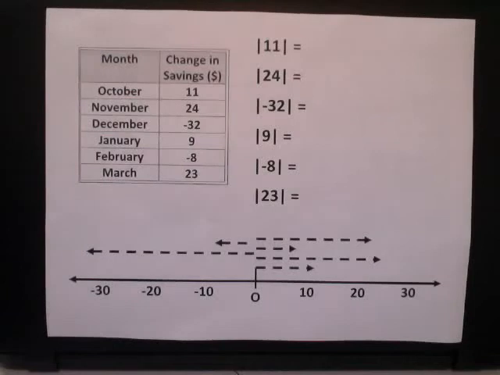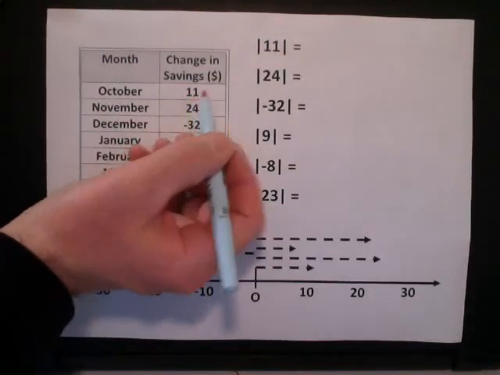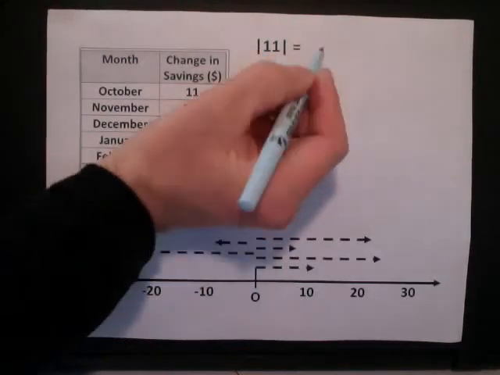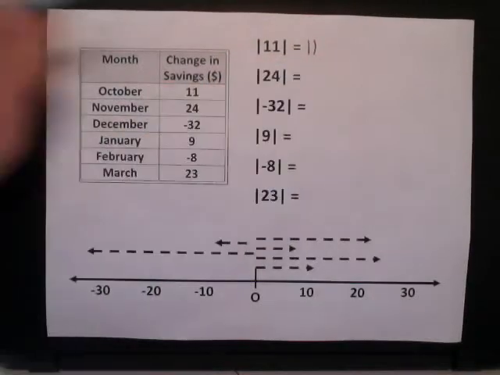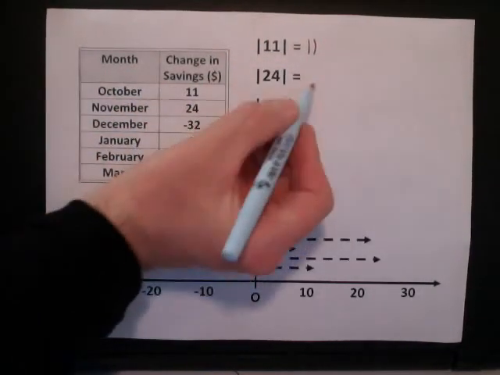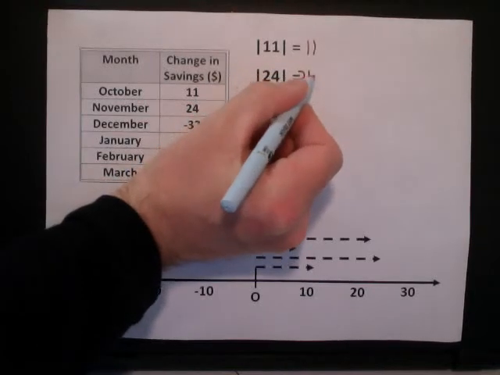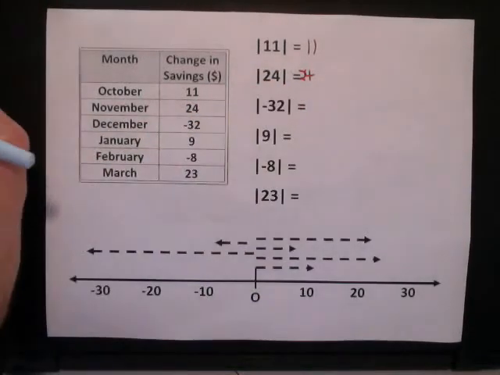So the first thing that we want to do is create absolute values for each month. So we're going to take the absolute value of 11, and we're going to say we want the absolute value of 11 and get the whole number 11. We want the absolute value for November's amount, and that is 24. It's not very good, 24.